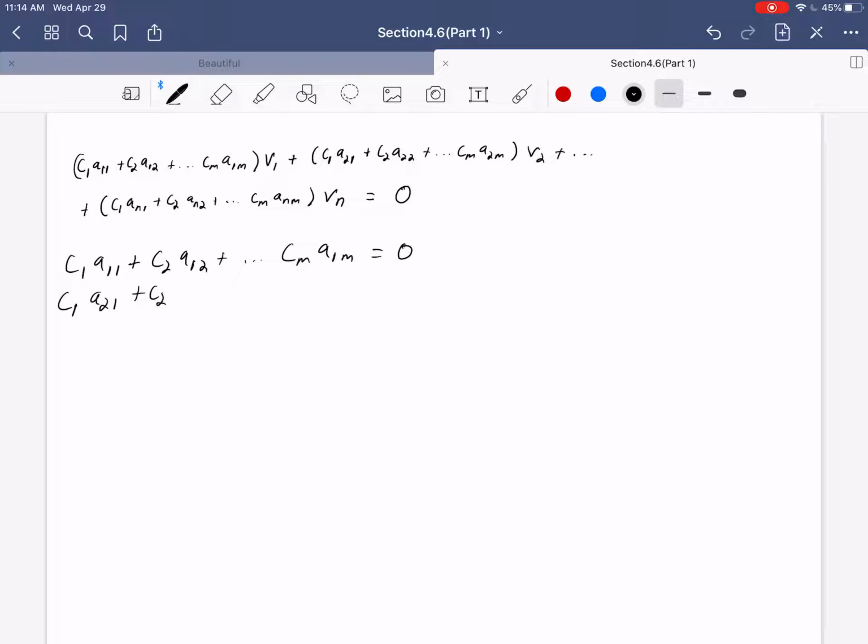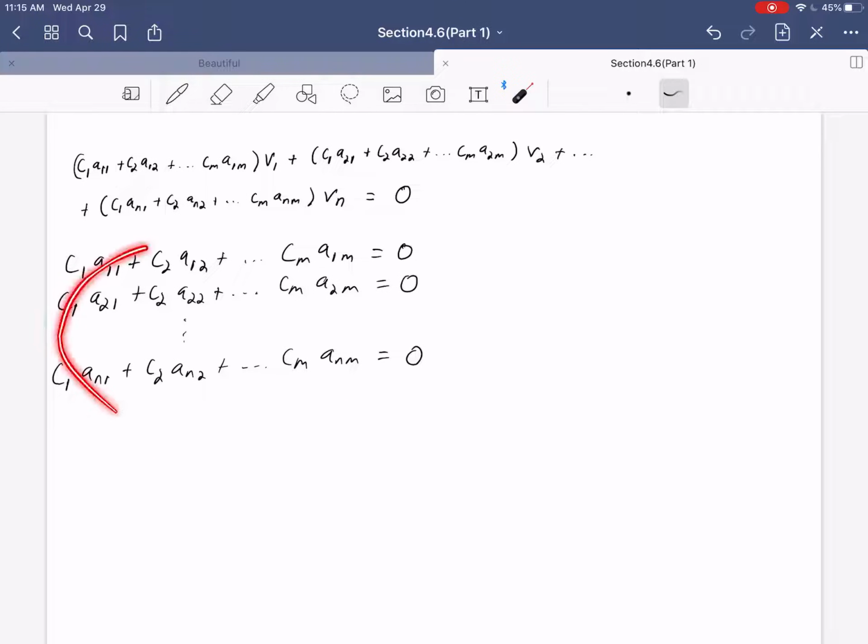We get that C1A21 plus C2A22 plus ... CMA2M is 0. And we get C1AN1 plus C2AN2 plus ... CMANM. Oh, well, we should put our dot dot dots there. Dot dot dot. And then C1AN1 plus C2AN2 plus CMANM also equals 0. Okay.